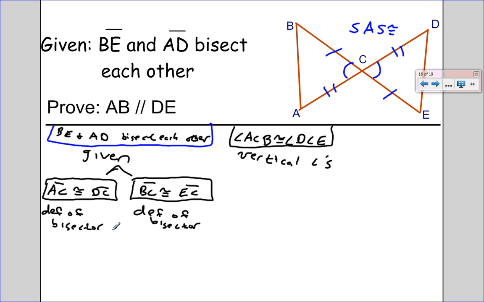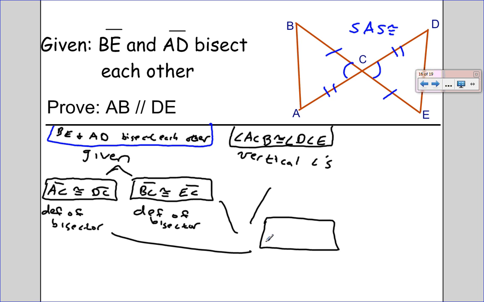So I take this box, and this box. I can join them up to say that triangle ABC is congruent to triangle DEC. And that, of course, is by SAS congruence.